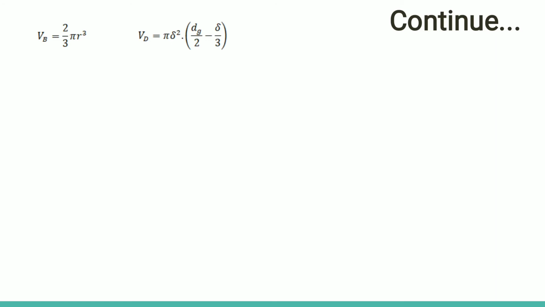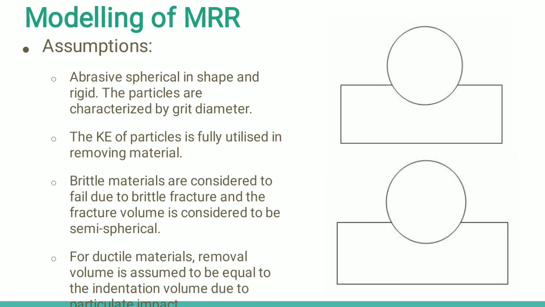So this volume, in case this is the center I am considering, and this is radius small r for this region. Because this is also a sphere, a part of a sphere, and if you complete it, then this will be another sphere. But the diameter of this sphere is lesser than this diameter. So I'm considering that the diameter of this grit is dg.